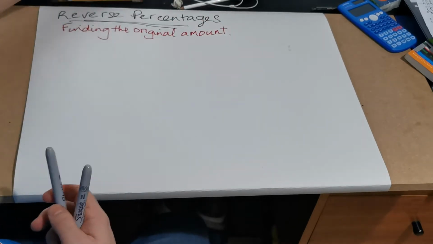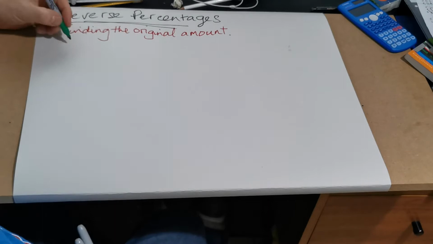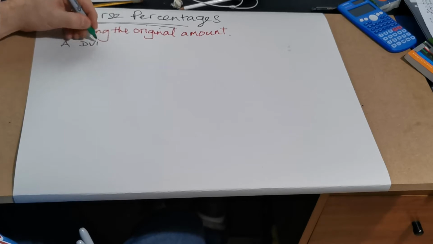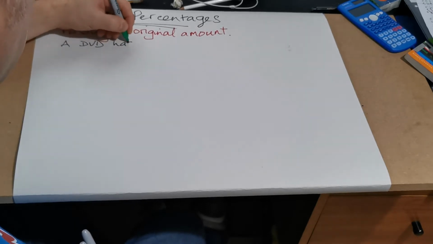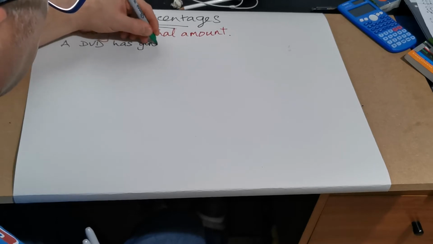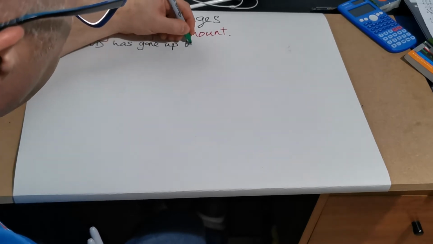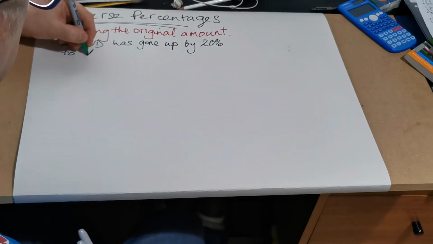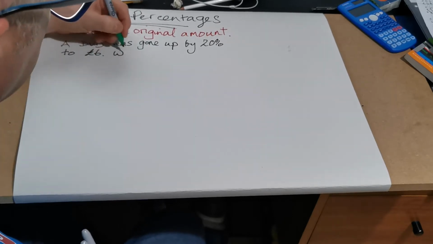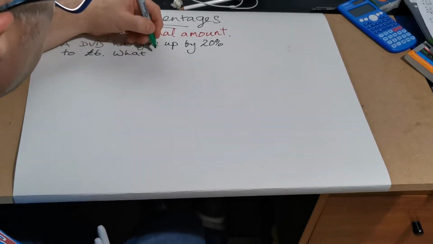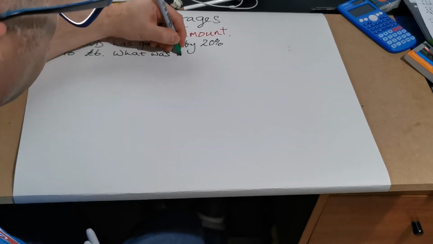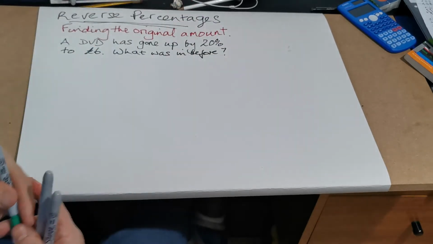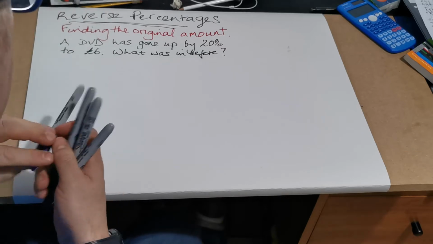So a question might say, a DVD has gone up by 20% to £6. What was it before? Now I'd like us to think about that.